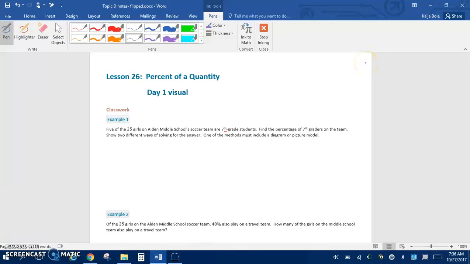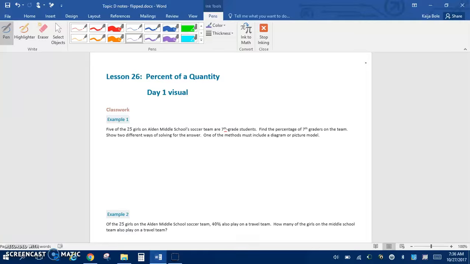Alright, so here we are on lesson 26, day 1, and we're doing percent of a quantity, and today we are doing the visual way to solve these types of problems, and then tomorrow we're going to do the algorithm, and then on the third day you can decide which way you would like to solve these problems.